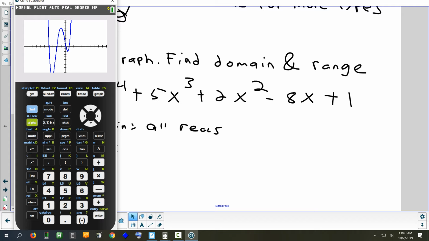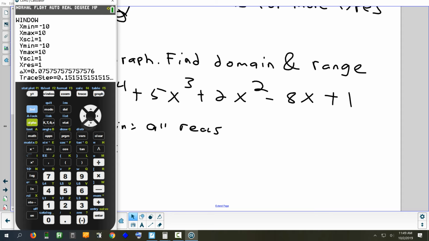It's almost a good window. It's just a little bit off. Chris, what do I need to fix here? Zoom. Yep, and what do I want to adjust a little bit? The Y min. Let's try like negative 20.